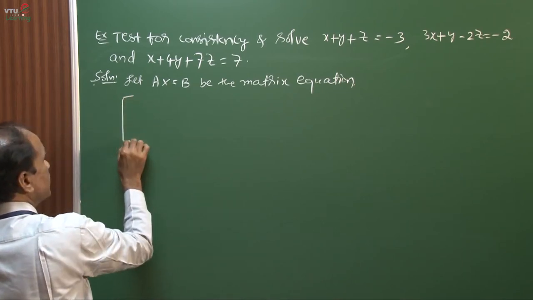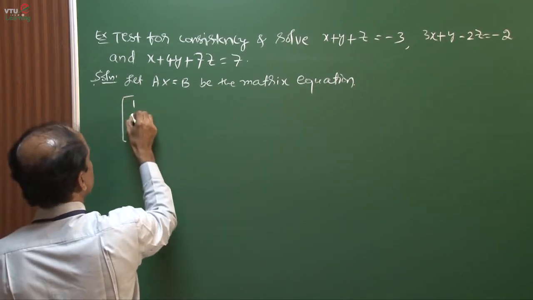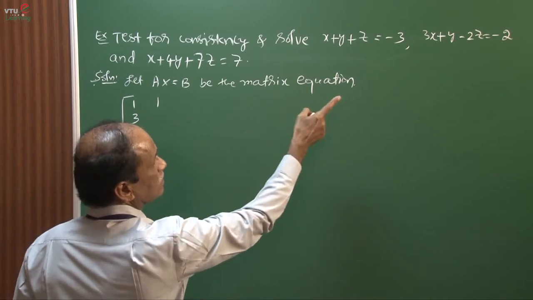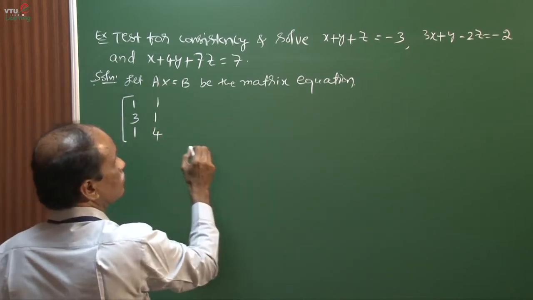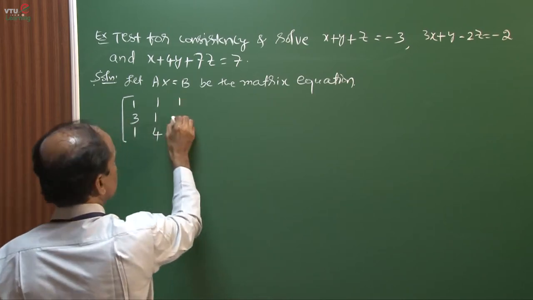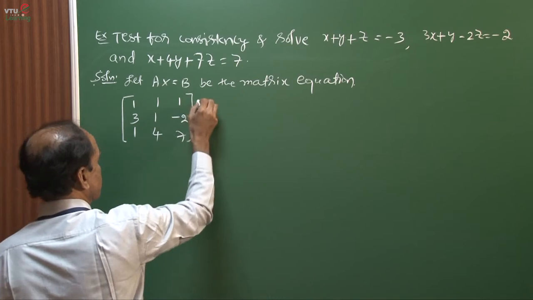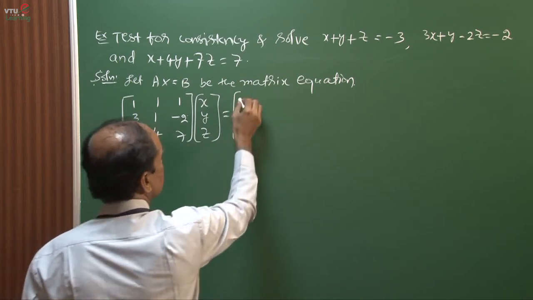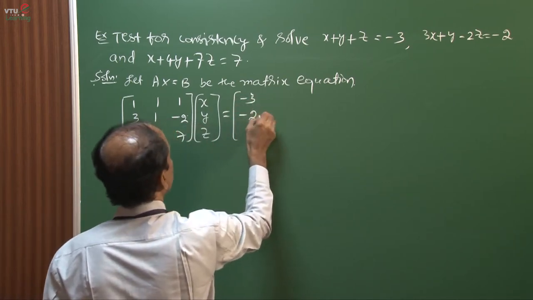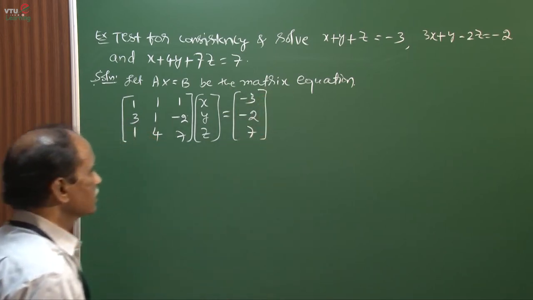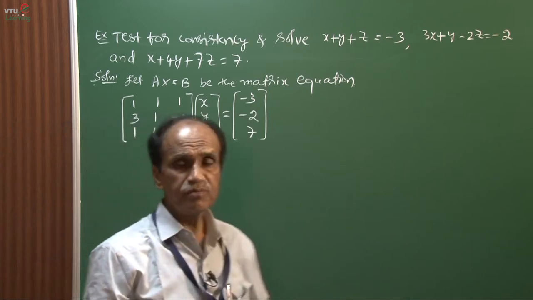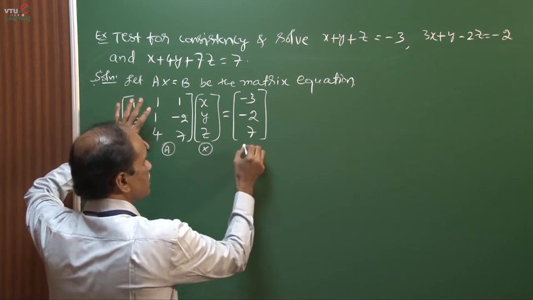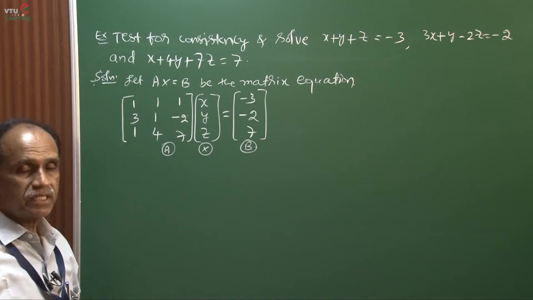Accordingly, from all the three given equations, the coefficients of x are 1, 3, 1, the coefficients of y are 1, 1, 4, and the coefficients of z are 1, minus 2 and 7. Then x, y and z, and on the right side it should be minus 3, minus 2 and 7. This is the matrix form of the equation. This represents the coefficient matrix, that is A. This represents capital X and this represents capital B, that means the constants.